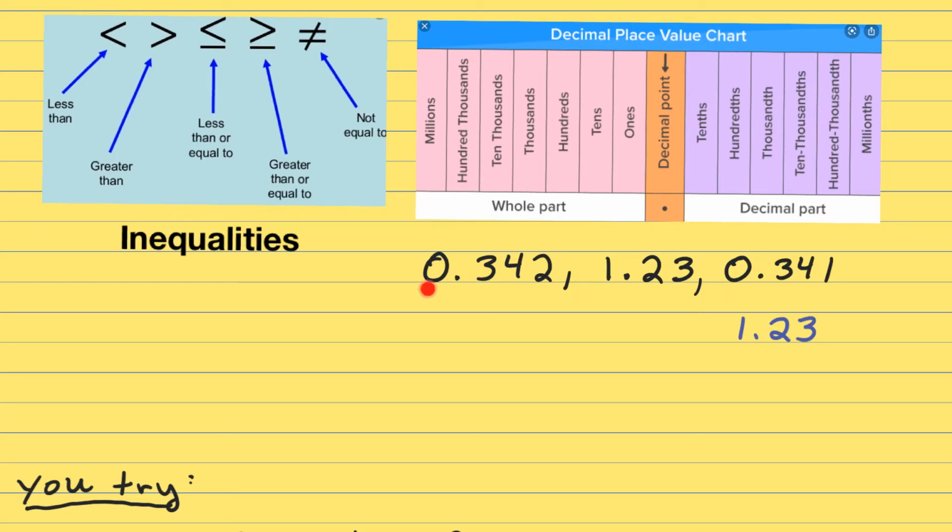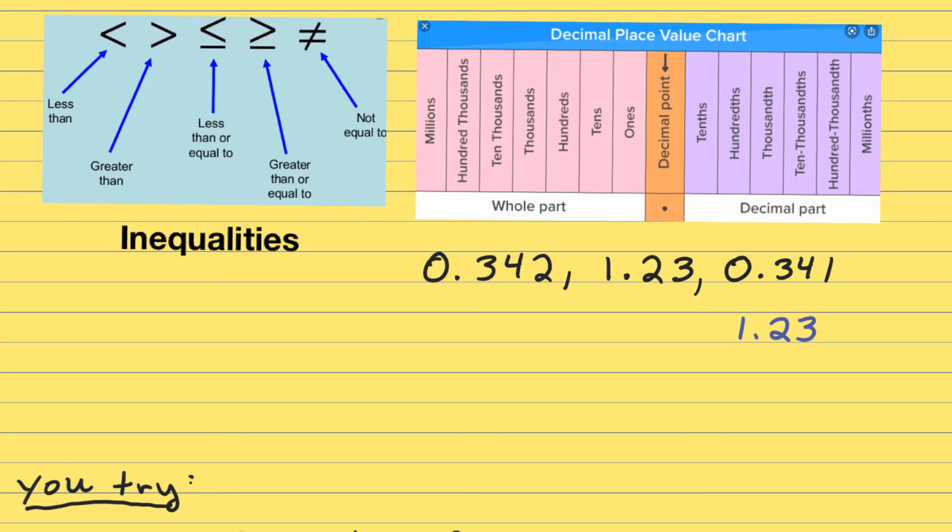They both have 0 in the ones. And then we go to the next place value. First we start at the decimal, then we go to the tenths and then the hundredths. So they both share this 3 tenths. Then we go to the hundredths. Oh, they both share a 4. So now we need to go to the thousandths position. This has a 2, this has a 1. 2 is bigger than 1, so we know that this number right here is the next largest number.